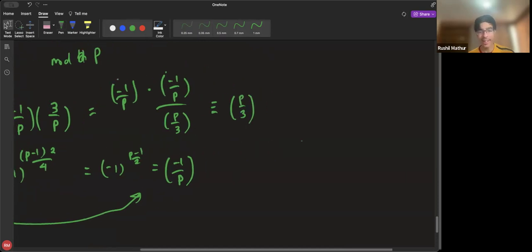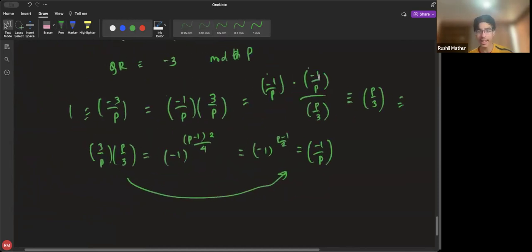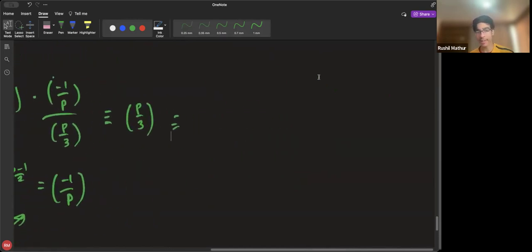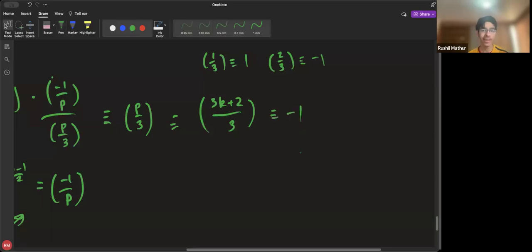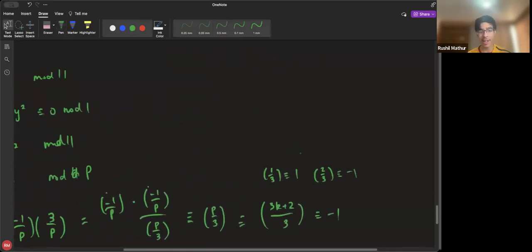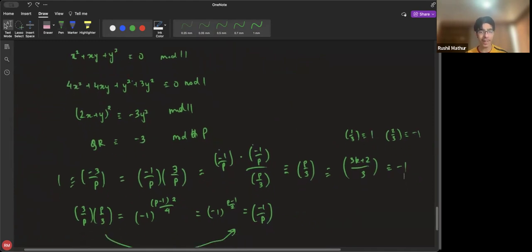So basically, if this was 1 initially, then p must have been a QR mod 3. But the QRs mod 3 are exactly: 1 by 3 is a QR and 2 by 3 is an NQR. So if p was 3k plus 2, then this is false because this is equal to minus 1. So whenever your prime is of the form 3k plus 2, that would force xy plus y squared to be 0. Now, I want to mention two things here.